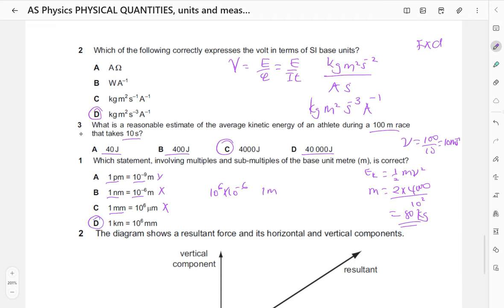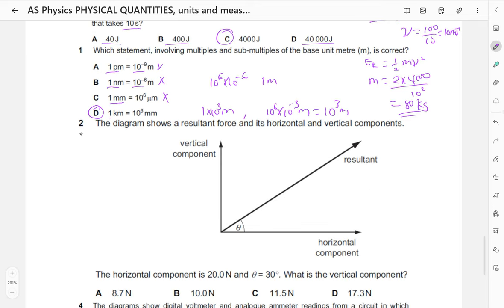1 kilometer in meters is going to be 1 times 10 power 3 in meters. Then 10 power 6 millimeters is going to be 10 power 6 times 10 power negative 3 in meters, which gives us 10 power 3 in meters. So it means these are equal. The answer is D.